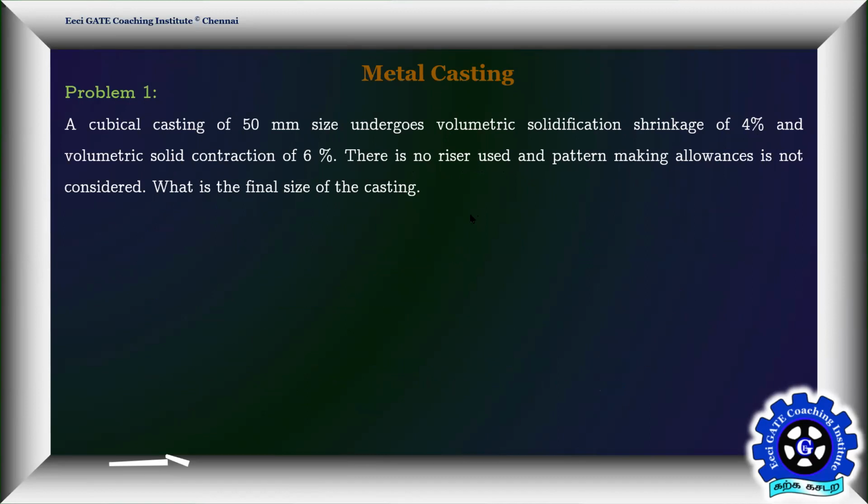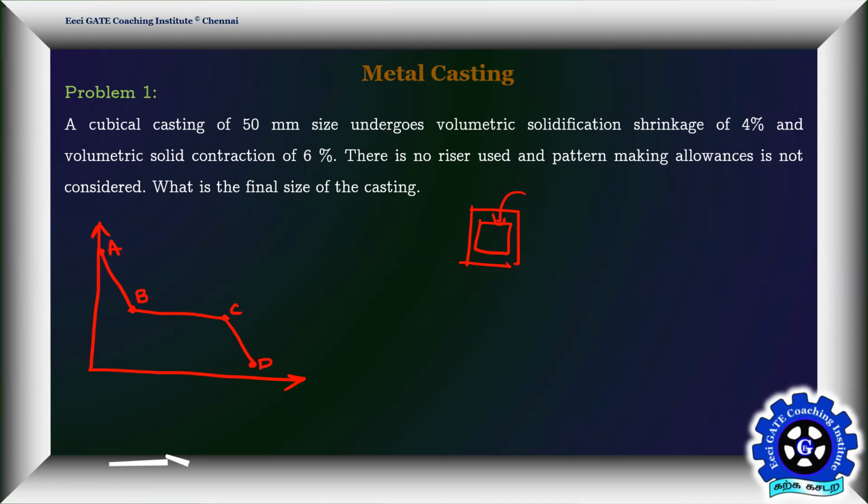What I'm saying is that when you're pouring liquid metal here, as you're not using riser or pattern allowances, your casting will become small, right? So now the question is, what is the final size of the casting? It has an initial size of how much? Let me draw the diagram for you again. So this is your diagram, something like this. You have this, this, and this. This is your point A, B, C, and D, and this is your TP, this is your TF, and this is your TA. So here he says it is 4% of shrinkage.